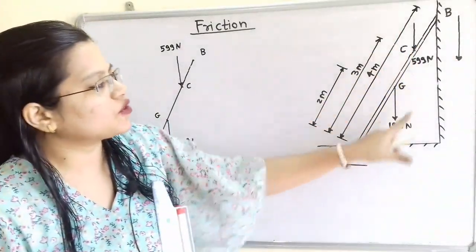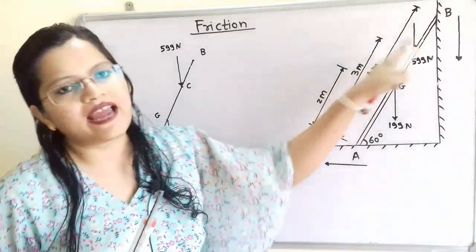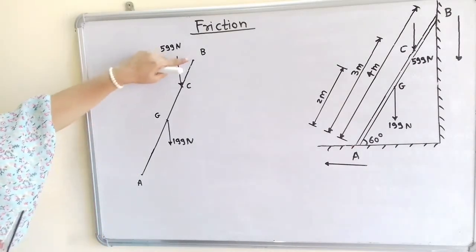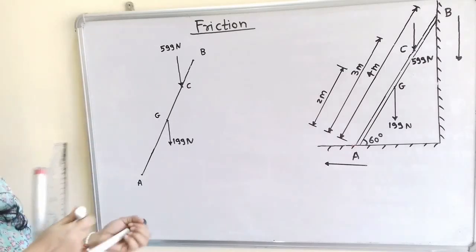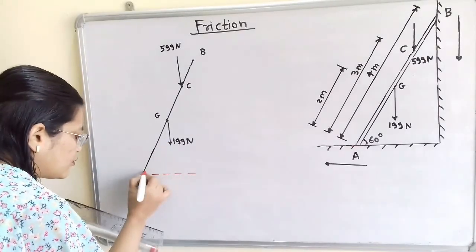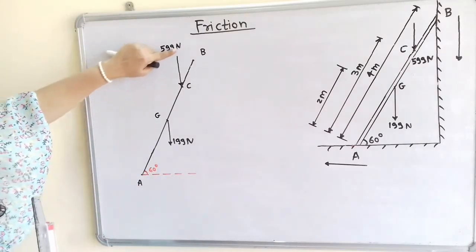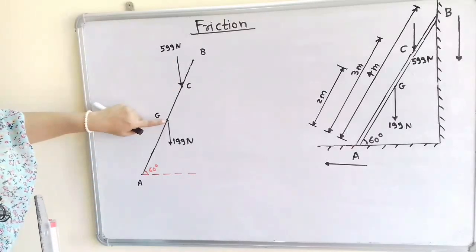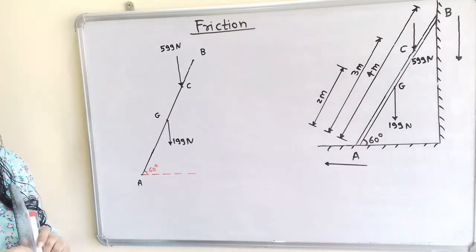We have to prevent this ladder from slipping. That means we have to show the equilibrium of the ladder. So we will consider the equilibrium of the ladder and draw the free body diagram. The inclined length AB is 4 meter and the angle of inclination is 60 degrees with the horizontal line. Now the man weighing 599 Newton we show at point C in the vertically downward direction, and the weight of the ladder at point G, 199 Newton, in the vertically downward direction.